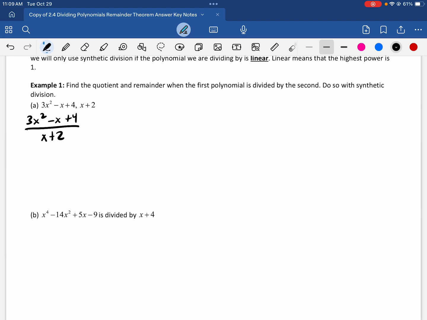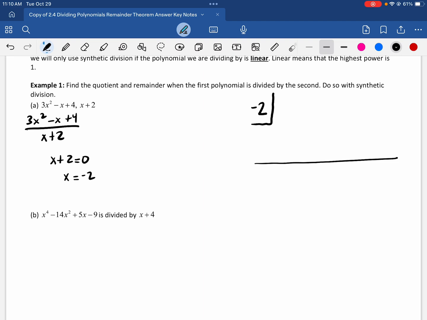To start out synthetic division, I like to draw a kind of backwards L. Some people draw just a complete box, but I just draw a backwards L. Then I'm going to leave a little bit of space and draw a line across. To figure out what goes in that little backwards L, I'm going to take what we're dividing by, which in this case is the denominator, set it equal to 0, and solve it. So I get x equals -2. So that -2 is going to go inside that box.